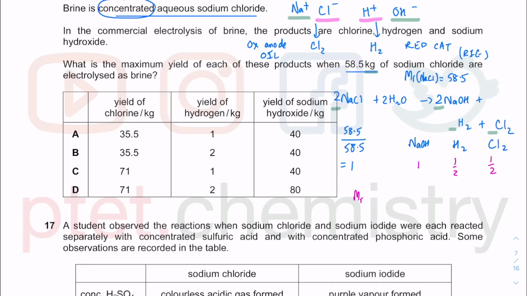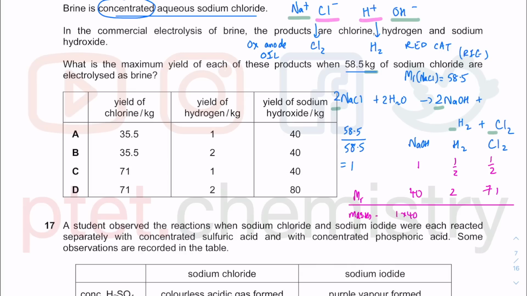So work out the Mr of NaOH. That will be 23 plus 16.0 plus 1.0. That is 40. And then 2 times 1.0 is 2. And then 35.5 times 2 is 71. So these are the mole, multiplied by the Mr, and it's going to give you the mass. So I'm going to get the masses of the product.